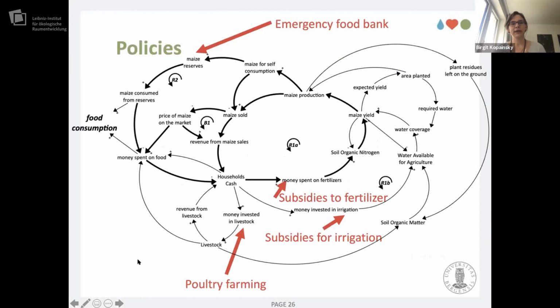So then we went back and said, okay, that's the baseline situation, that's how much we can tolerate before we bend or break. What can we do to improve this? And there are different entry points in this system that range from subsidies, either subsidies for fertilizers or subsidies for irrigation, to strengthening of the livestock loop, and introduction of emergency food banks.